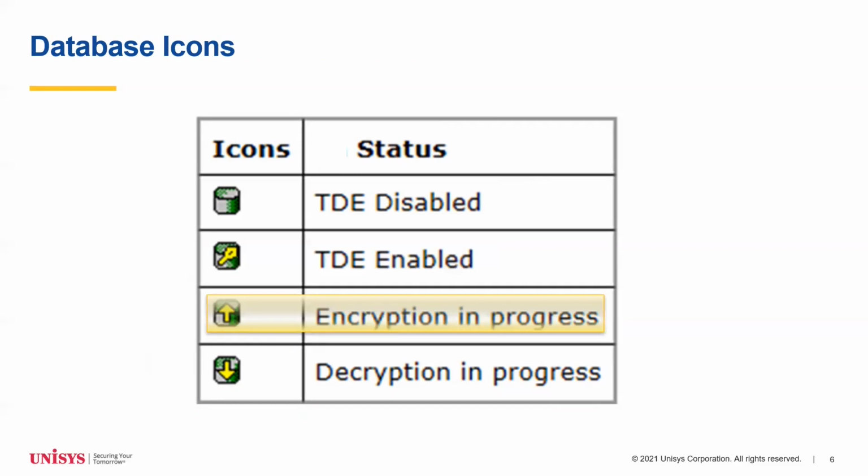Transparent data encryption will take some time if the database size is too big. The timing will vary depending on the actual database size. With this icon, the user will know that the database encryption is in progress.